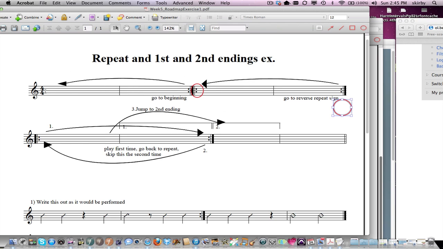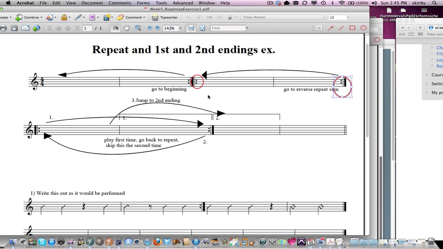When you start at the beginning of a piece of music, and if you encounter a backwards repeat sign, you would just go all the way back to the beginning, even if there isn't a forward repeat there. If you're in the middle of a piece, you would need to have a forward repeat and a backwards repeat. When you play forward and you encounter the backwards repeat, then you would jump back to the forward repeat and play all that section again.